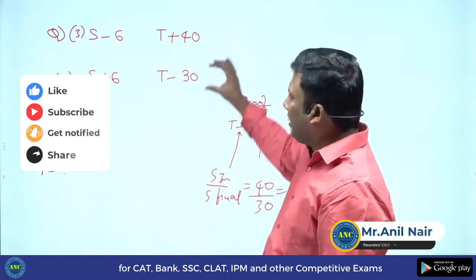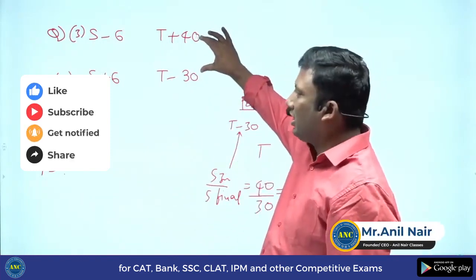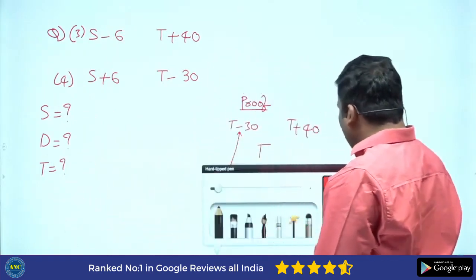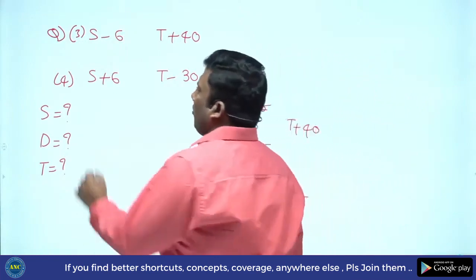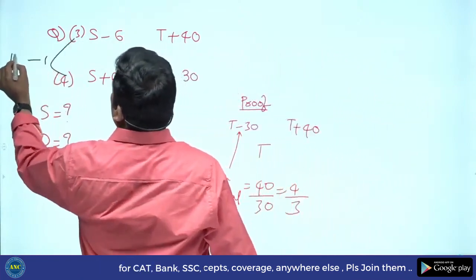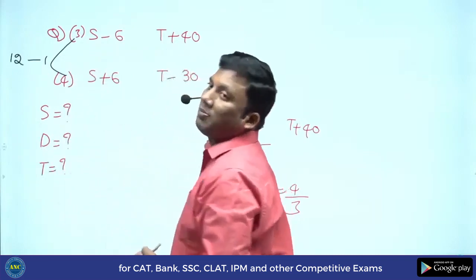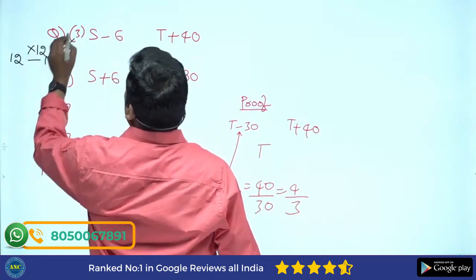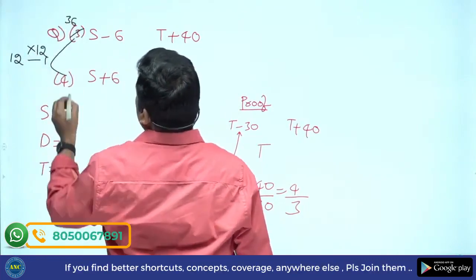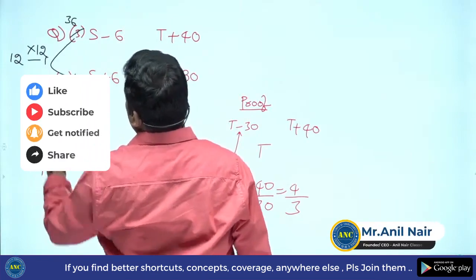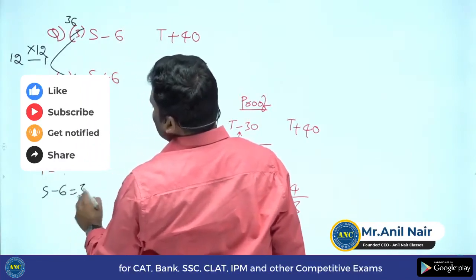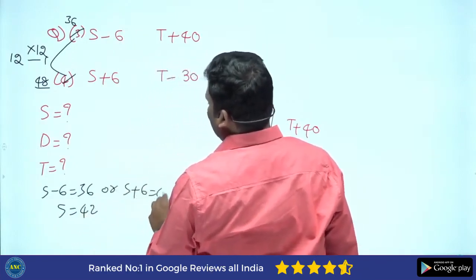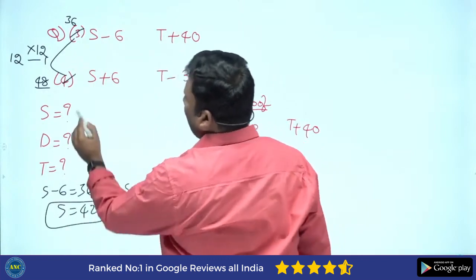A simple way to look at it: the time changes are 4 is to 3, and reverse it is 3 is to 4. Now I think students, possibly in less than 30 seconds you can solve. 4 and 3, the difference is 1. But here it is S plus 6 minus S minus 6, which is 12. 1 is becoming 12. 3 into 12 is 36, 4 into 12 is 48. So S minus 6 is 36, S is 42. Or S plus 6 is 48, S is 42. Is the idea clear?